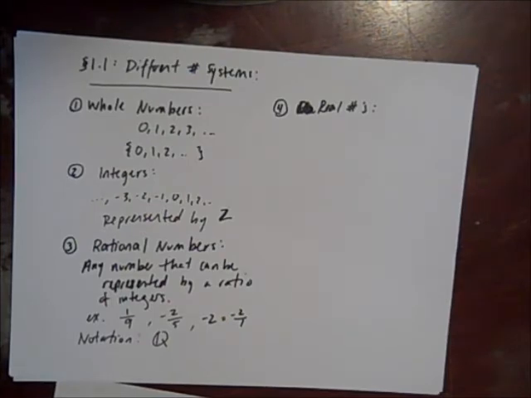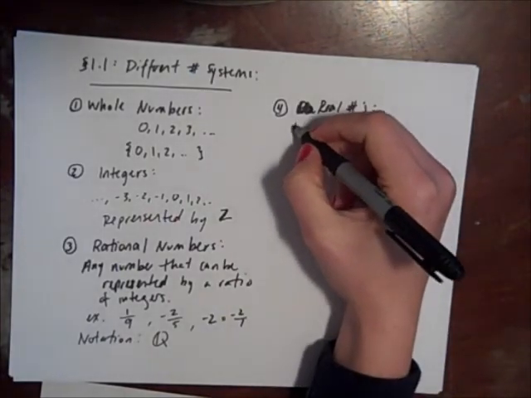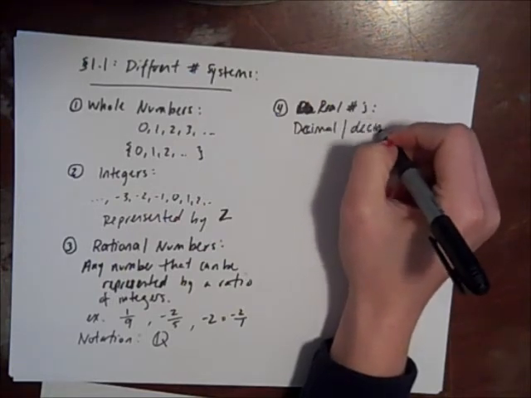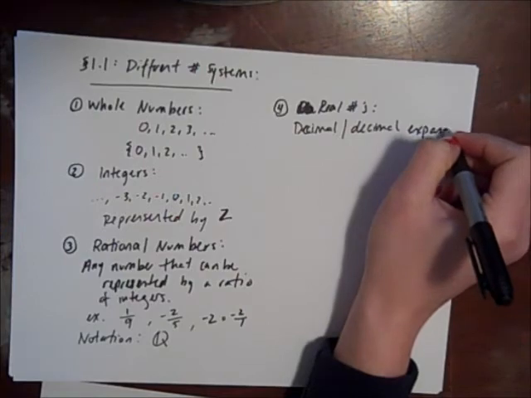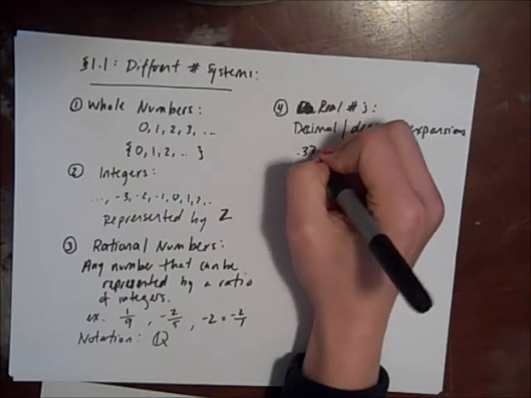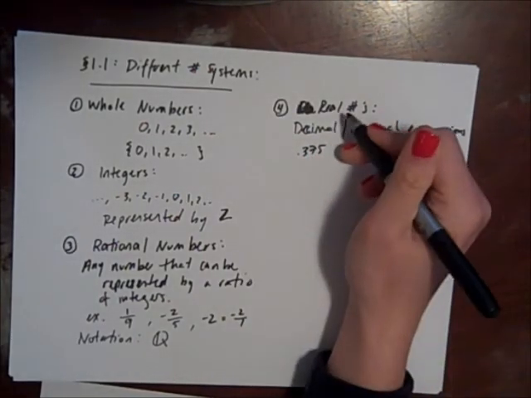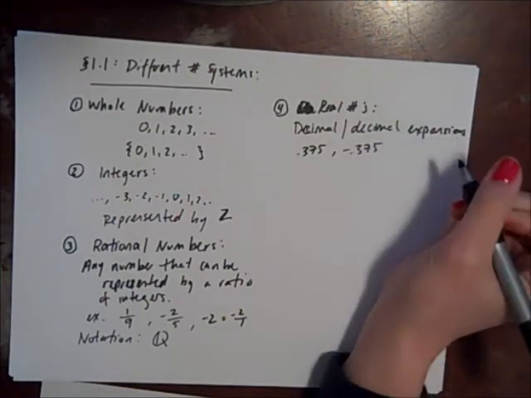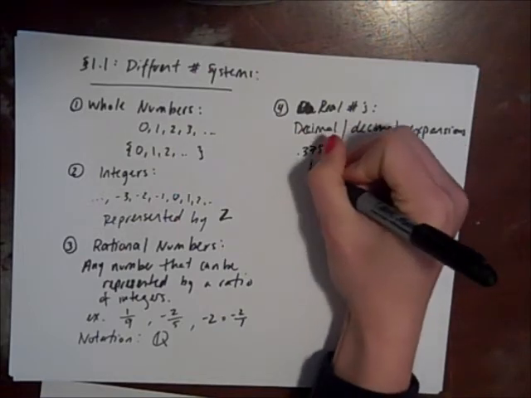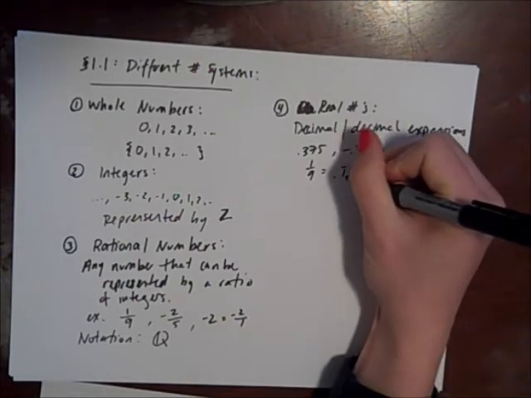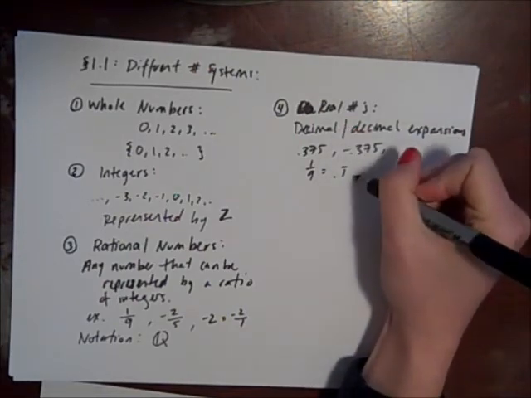Real numbers are any number that can be represented by a decimal or decimal expansion. So these are all your decimals or decimal expansions. So this is going to be something like 0.375. That can be represented as a decimal, therefore it's a real number. Also negative 0.375. Decimal, so it's a real number. 1/9, now that's a fraction, but we can put that in decimal form as the number 0.1 with 1 repeating indefinitely, so that's going to be a real number.